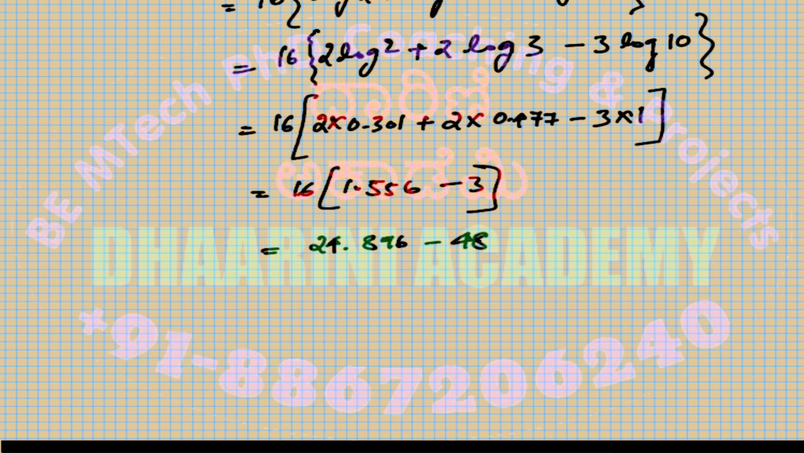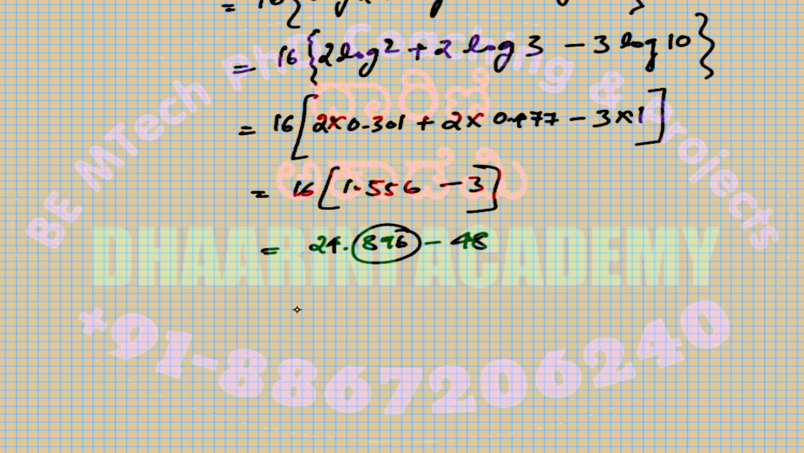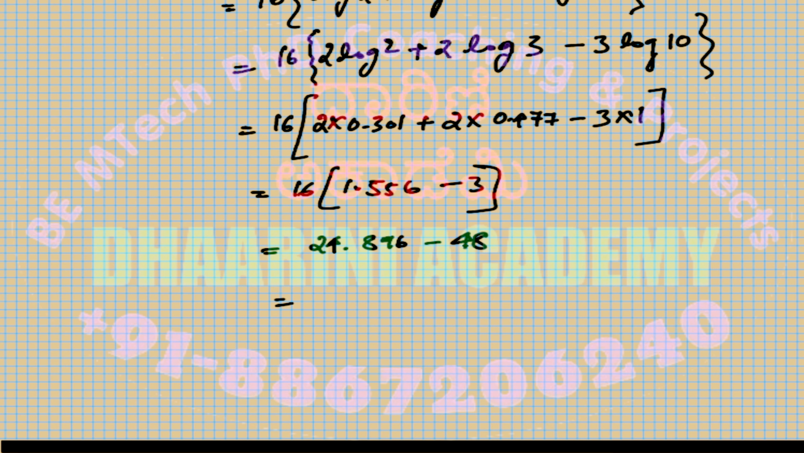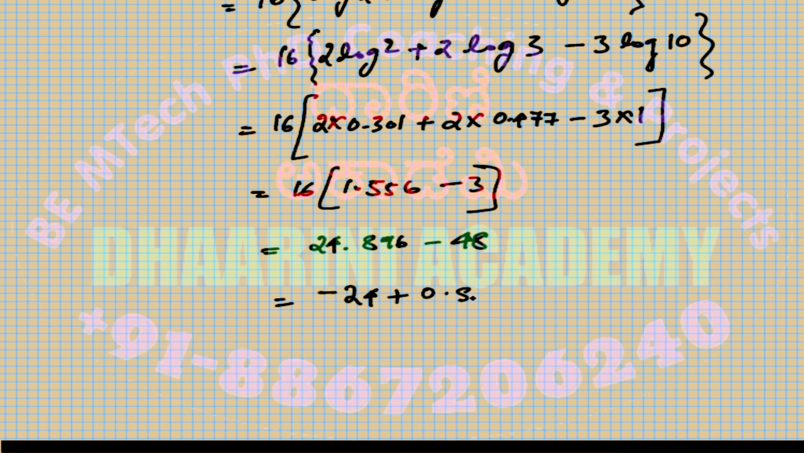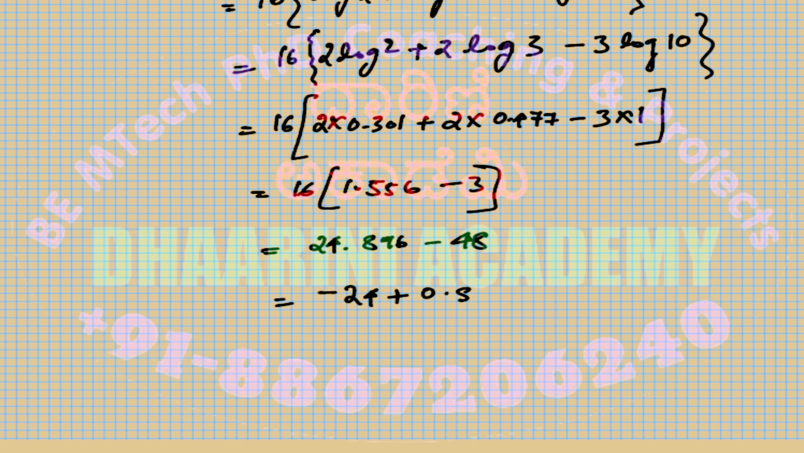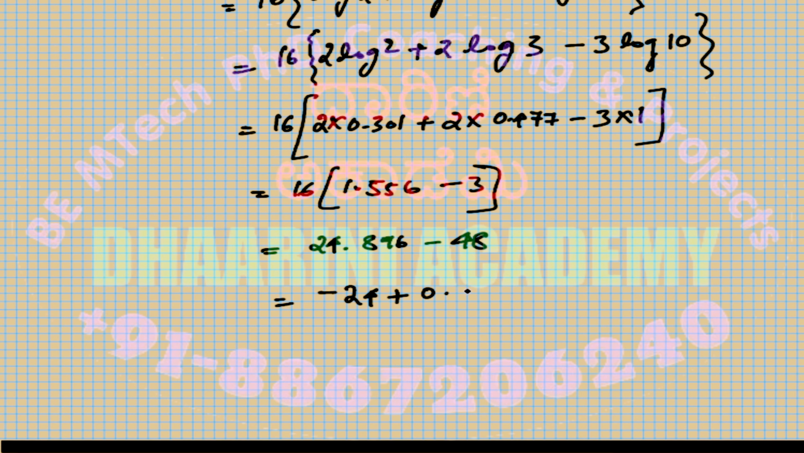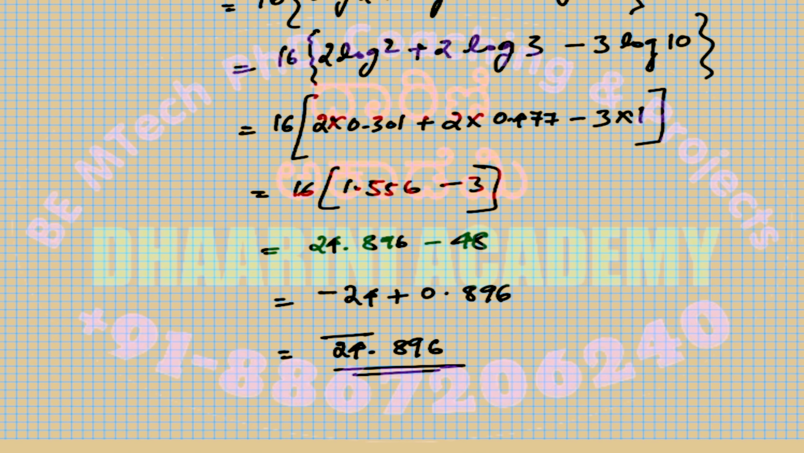Now I don't add the minus 48 to this number; I keep it separate. So when I do the addition, the minus 48 gets added to plus 24, and the answer is minus 24. But the remaining part remains as it is, so plus 0.896. So we have that as our answer. Now you can see that this is equal to minus 24 plus 0.896. This means I just have to look at the magnitude of the negative part, that is minus 24.